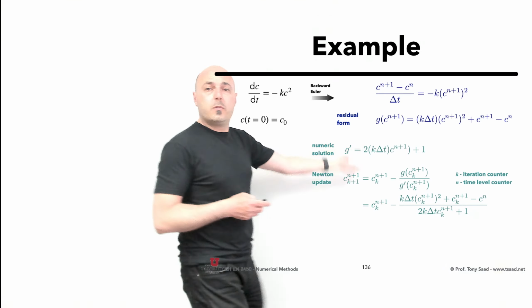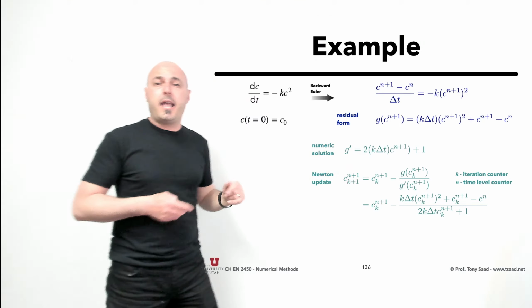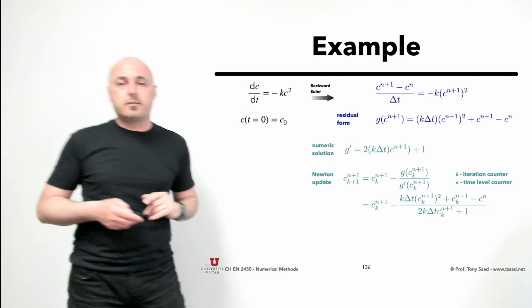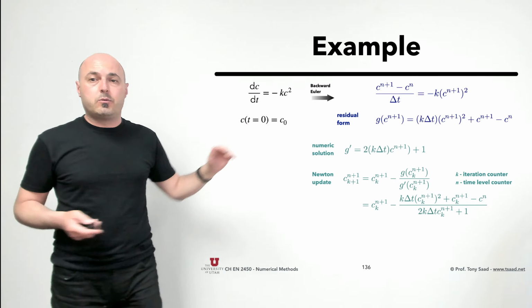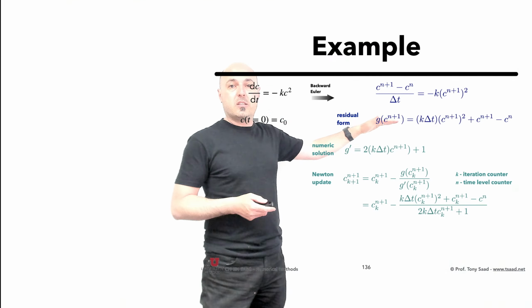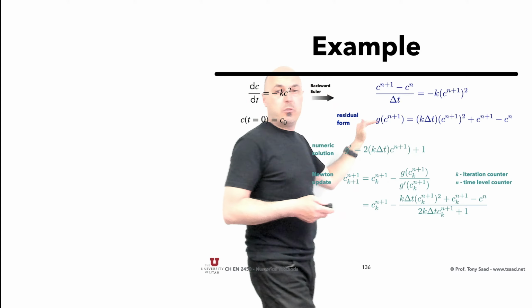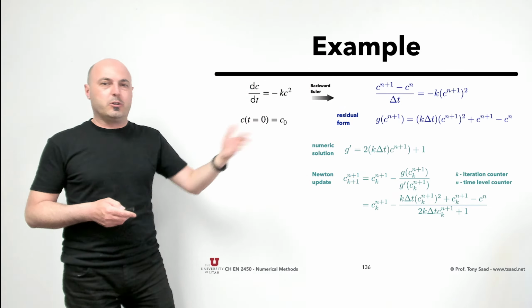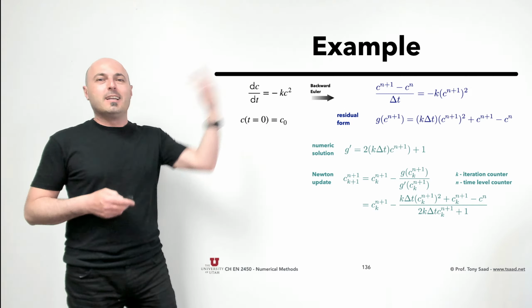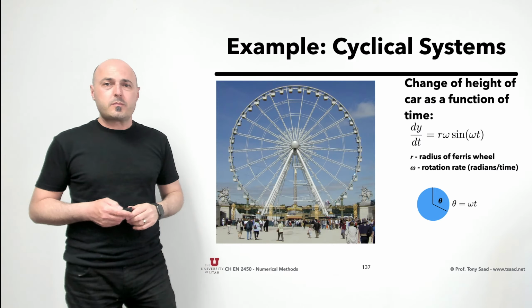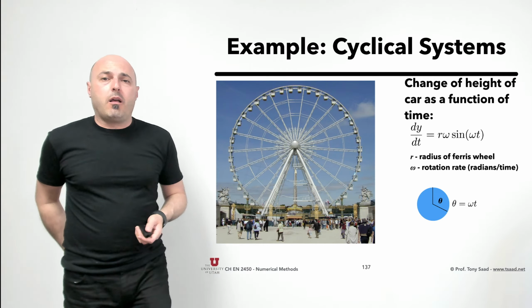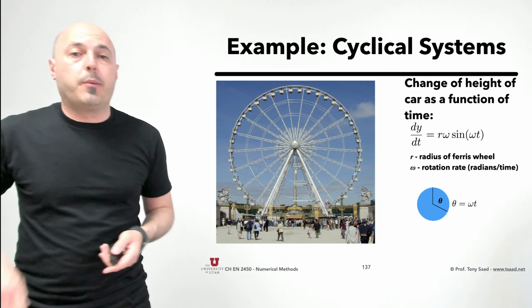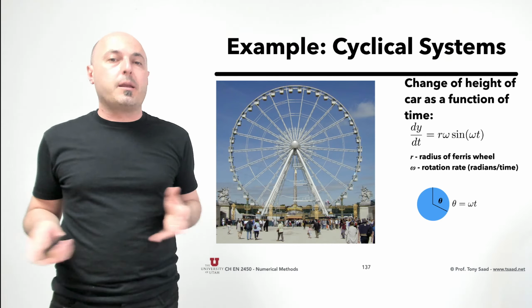Do this example by hand, and then you can move on one step at a time. Once you write this equation, this is just a nonlinear equation. You get an update, you update Cn plus 1, you use that as your new initial value if you want, and then you move on. Another example are cyclical systems, and this is another example for another time integrator method.